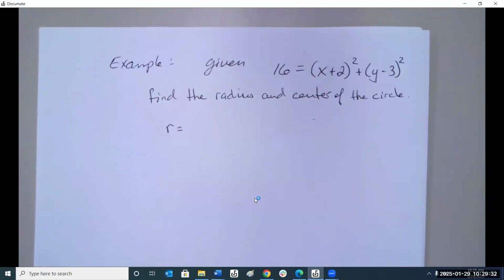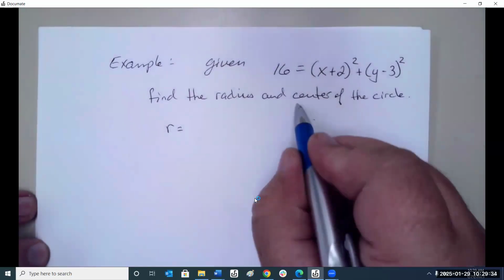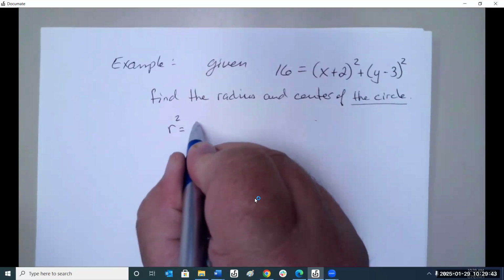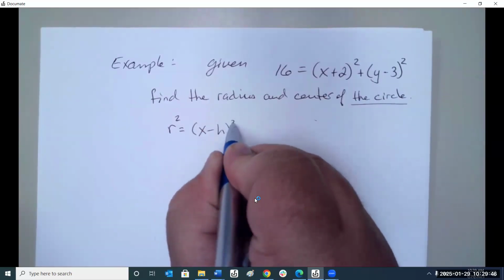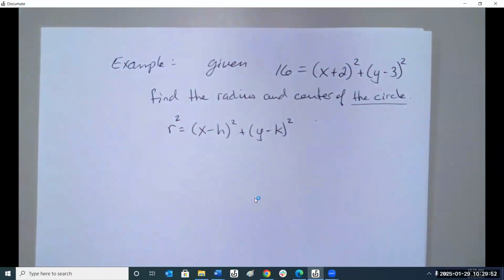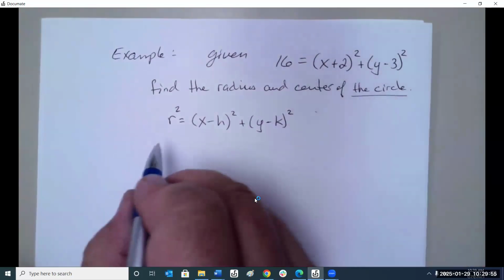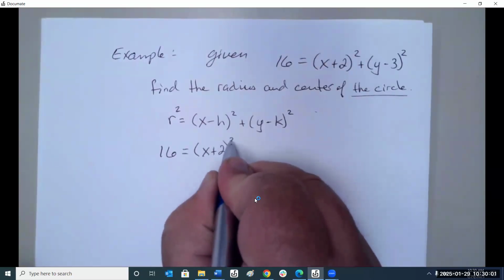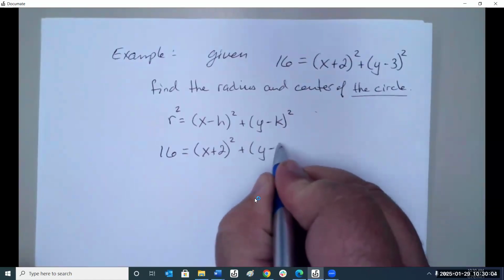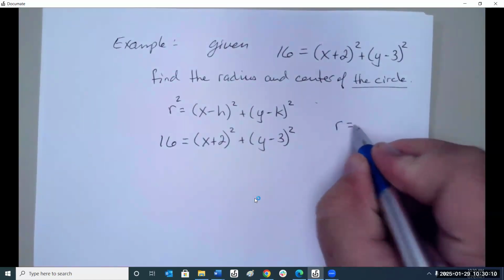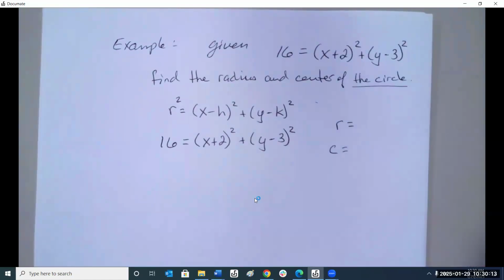Okay, now how do you approach this question? Well, first off, we know we're dealing with the equation of a circle. What is the formula for circle? R squared, x minus h squared, y minus k squared. So what we're given is 16 equals x plus 2 squared, y minus 3 squared. So r is equal to what? And the center is equal to what?